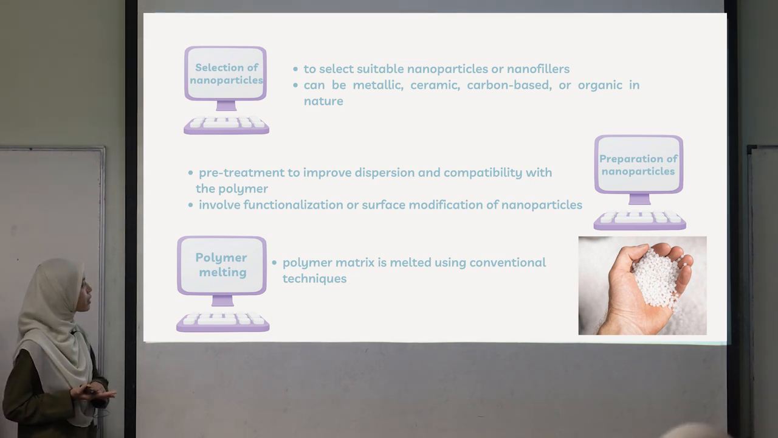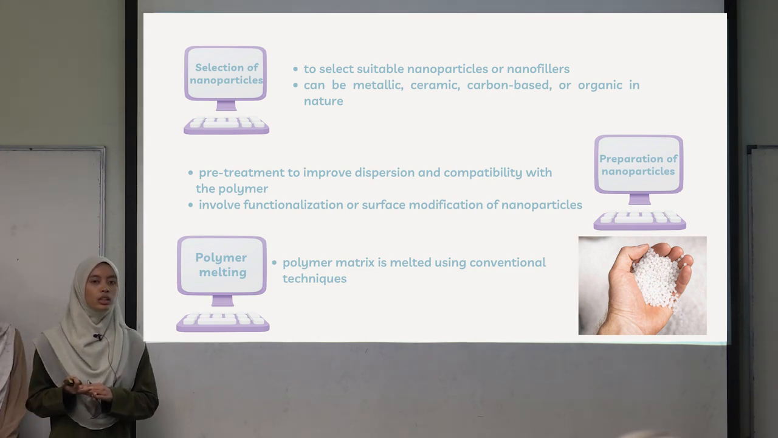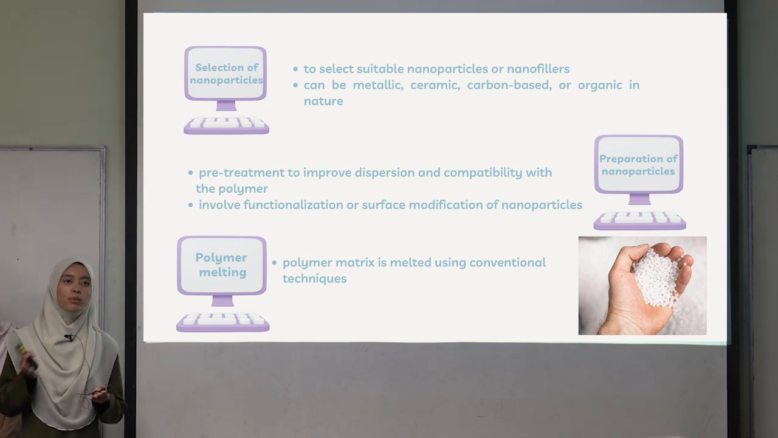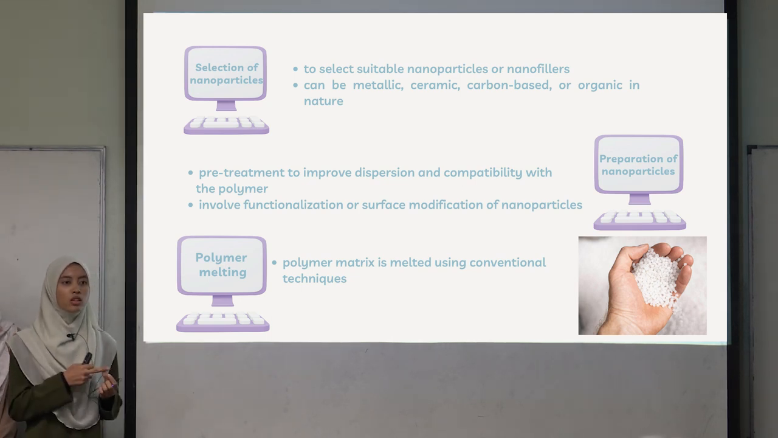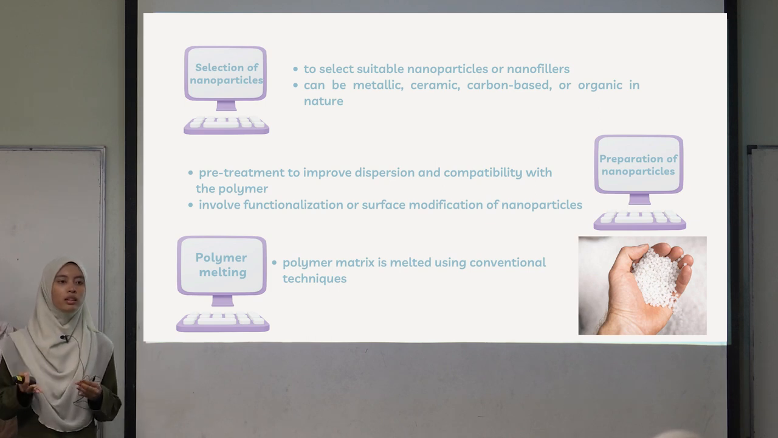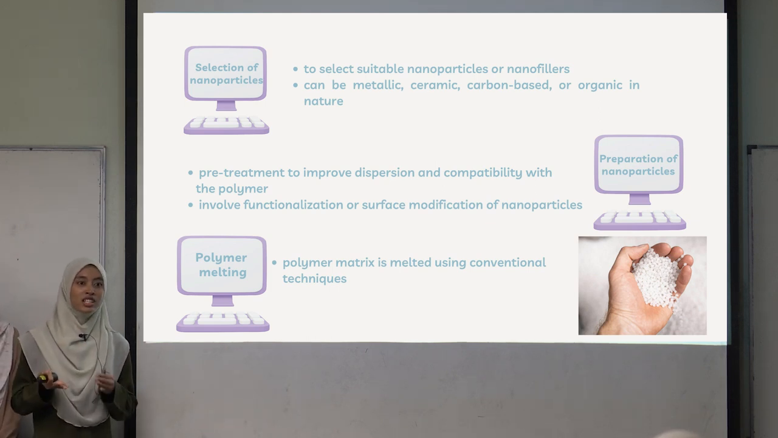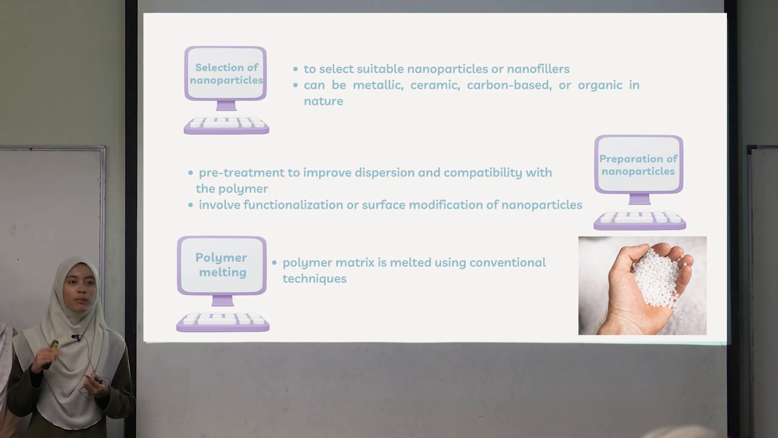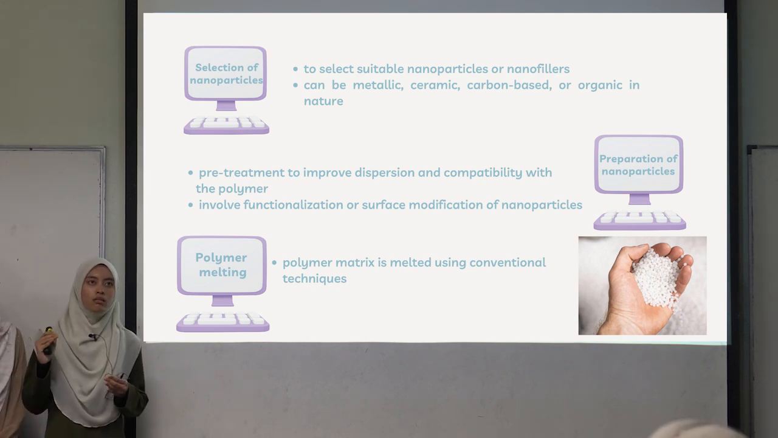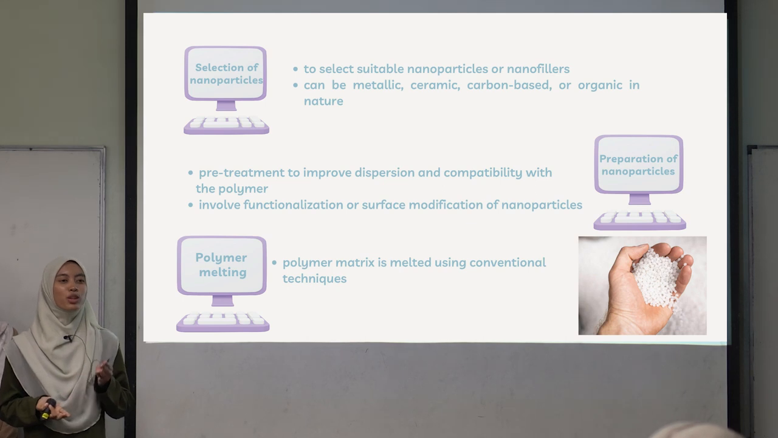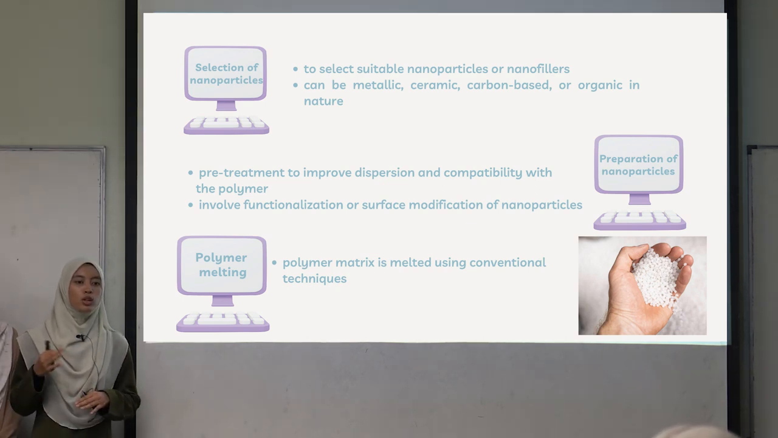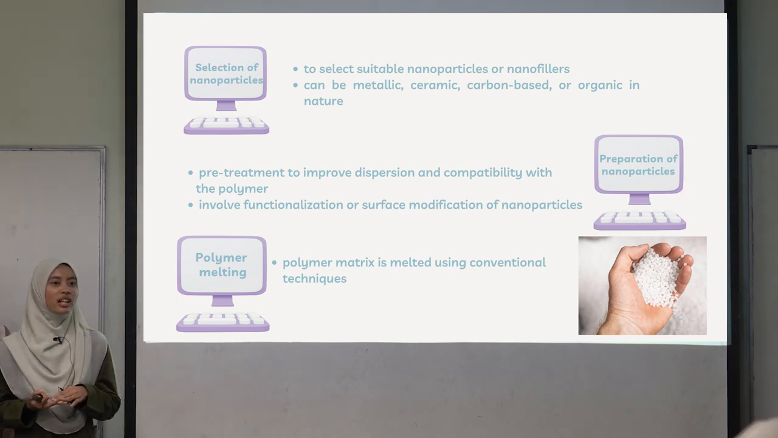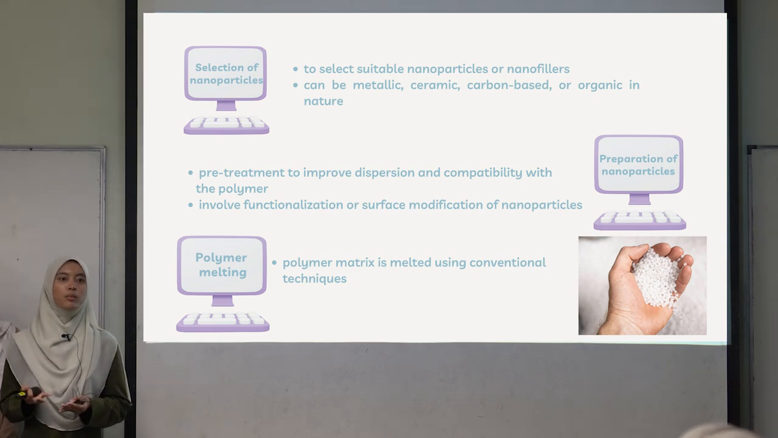And the next step is polymer melting. We need to apply heat to the mixture to melt the polymer. The polymer matrix usually comes in the form of pellets or granules. So they will be melted using conventional techniques such as extrusion or injection molding. And we need to set the temperature according to the melting point of the polymers that we use. For example, if we use polypropylene as our polymer, we need to set the temperature to 180 degrees Celsius, which is the melting point of the polymer.